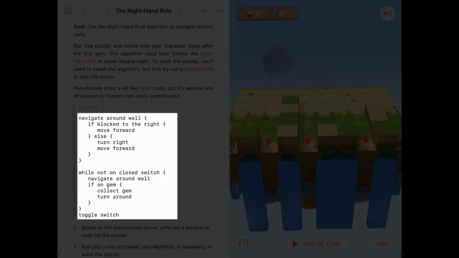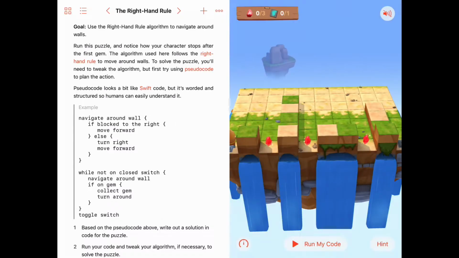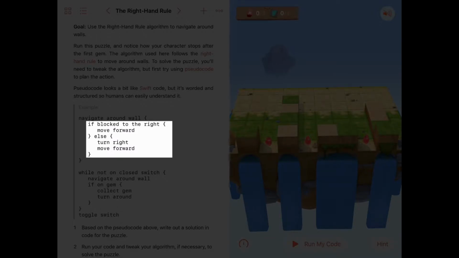So this pseudocode up here looks a little strange. It almost looks like it should be a function, but it's not a function. It's just some words that say navigate around wall. And then there's a block of some more pseudocode indicated by these curly braces. And inside that block, there's really only one if statement that says if we're blocked to the right.